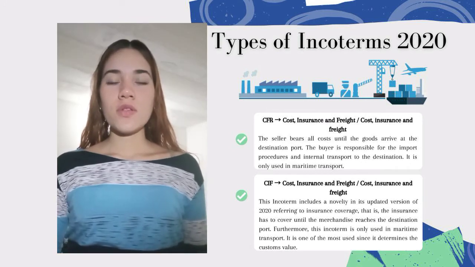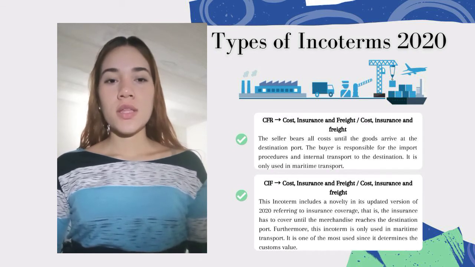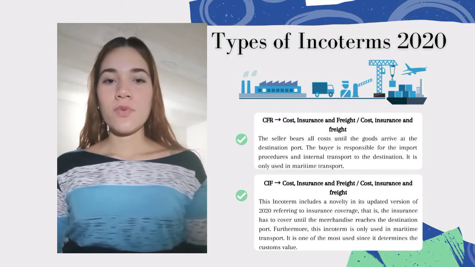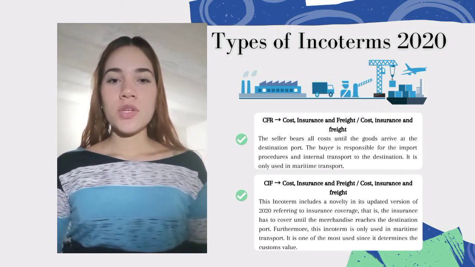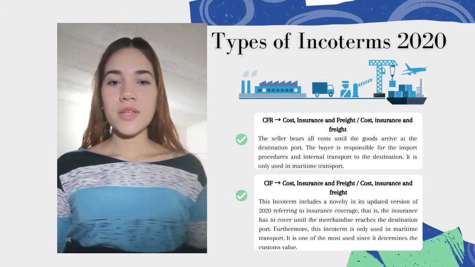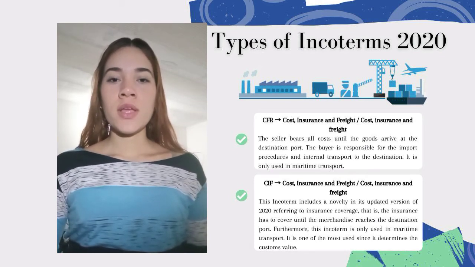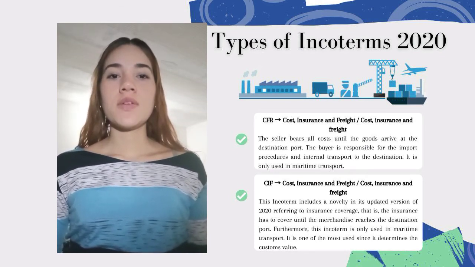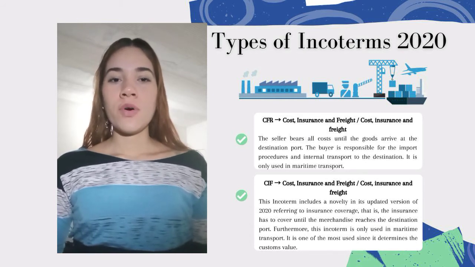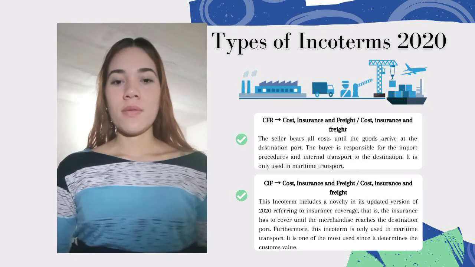CIF, Cost, Insurance and Freight. This Incoterm includes a novelty in its updated version of 2020, referring to insurance coverage. That is, the insurance has to cover the merchandise until it reaches the destination port. Furthermore, this Incoterm is only used in maritime transport. It is one of the most used since it determines the customs value.